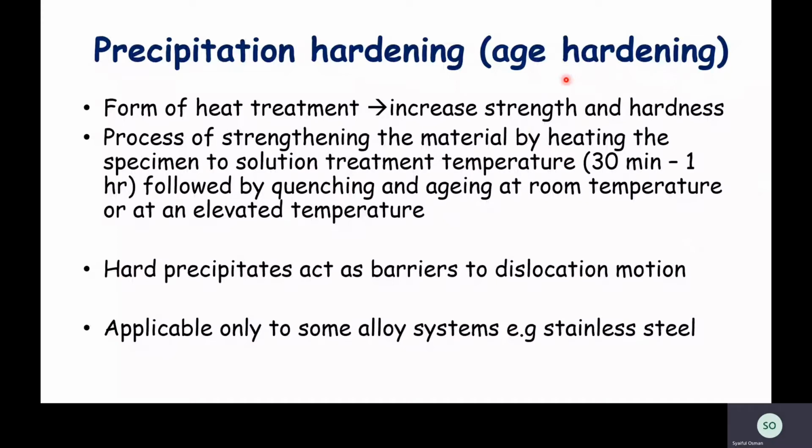The process does this by producing uniformly dispersed particles within a metal's grain structure that help to stop the motion of dislocations and, as a result, will strengthen the metal, particularly if the metal is malleable.